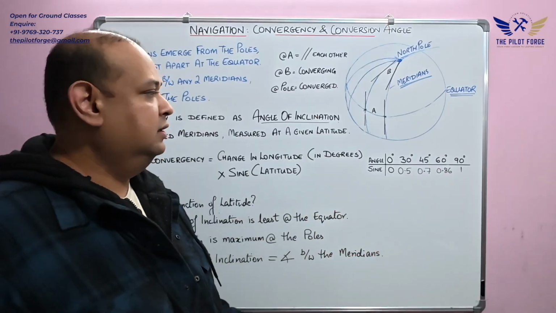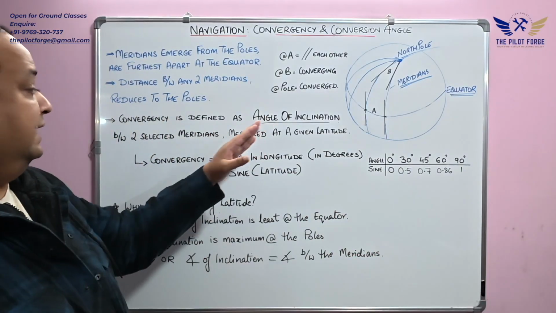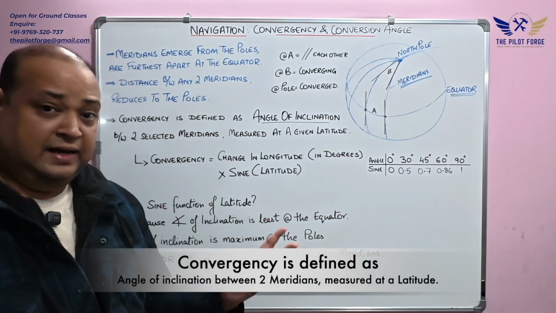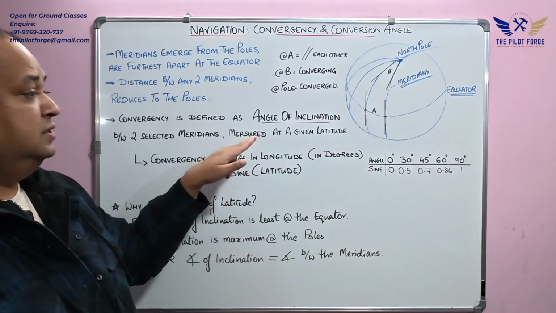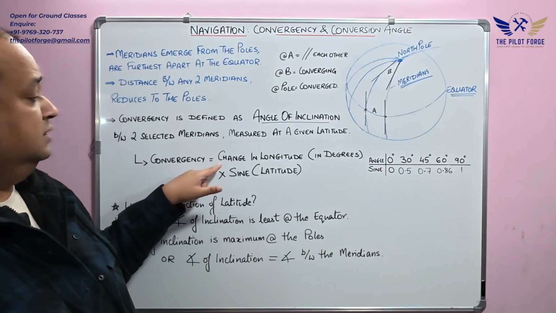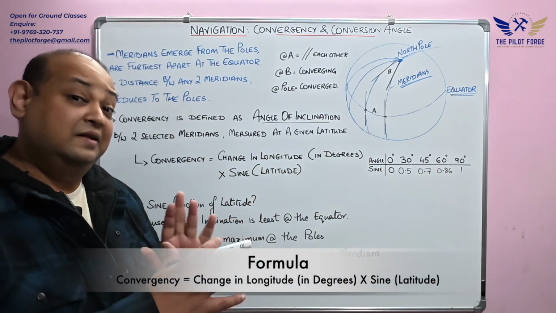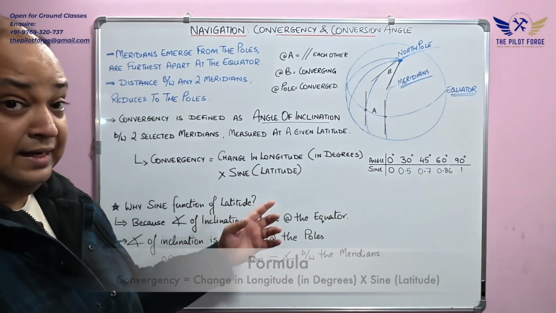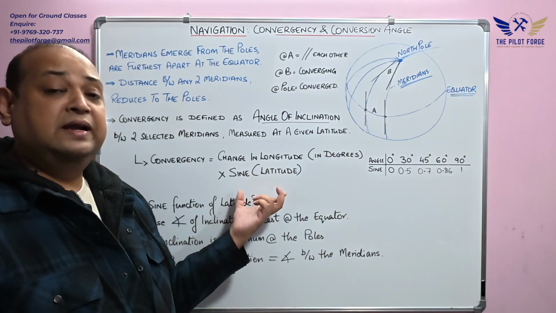You can imagine it. Now, convergency is defined as the angle of inclination between any two selected meridians measured at a given latitude, and it is given by the formula: convergency is equal to change in longitude, or difference between the two longitudes in degrees, multiplied by the sine of latitude.